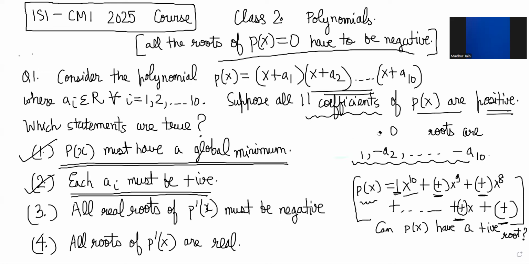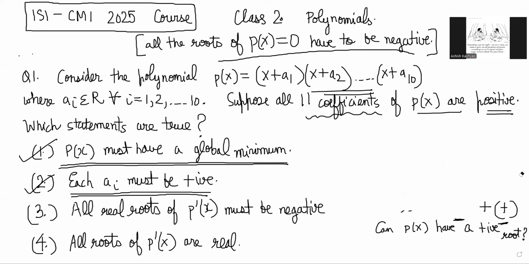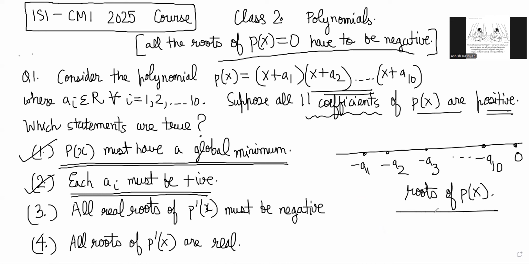Yes, sir. Now think about p dash x and think about the roots of p dash x. We know that all the 10 roots of p of x are negative, right? All the 10 roots of p of x, minus a1, minus a2, minus a10, all of them are on the left side of 0. These are roots of p of x. What can we say about roots of the derivative of a polynomial?